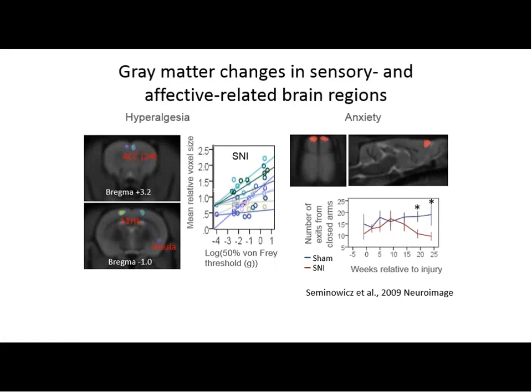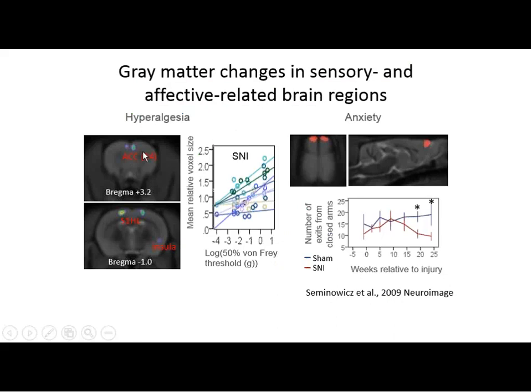So this is work that I did during my postdoc at McGill University, with Catherine Bushnell. And we did that study with animals, and we scanned them pre-injury and then at multiple time points after injury, up to 6 months after injury. We got two distinct findings from this.